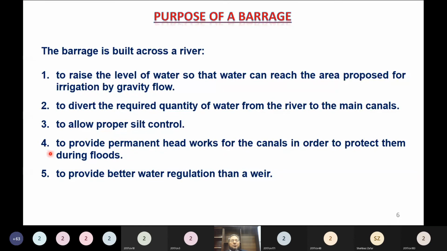What is the fourth function? To provide permanent headworks for the canals in order to protect them during floods. You know, when heavy floods come, they cross this barrage structure, then what we do, we close the gates of the head regulator of the main canals. It means we stop the supply of water towards the canals. Why?